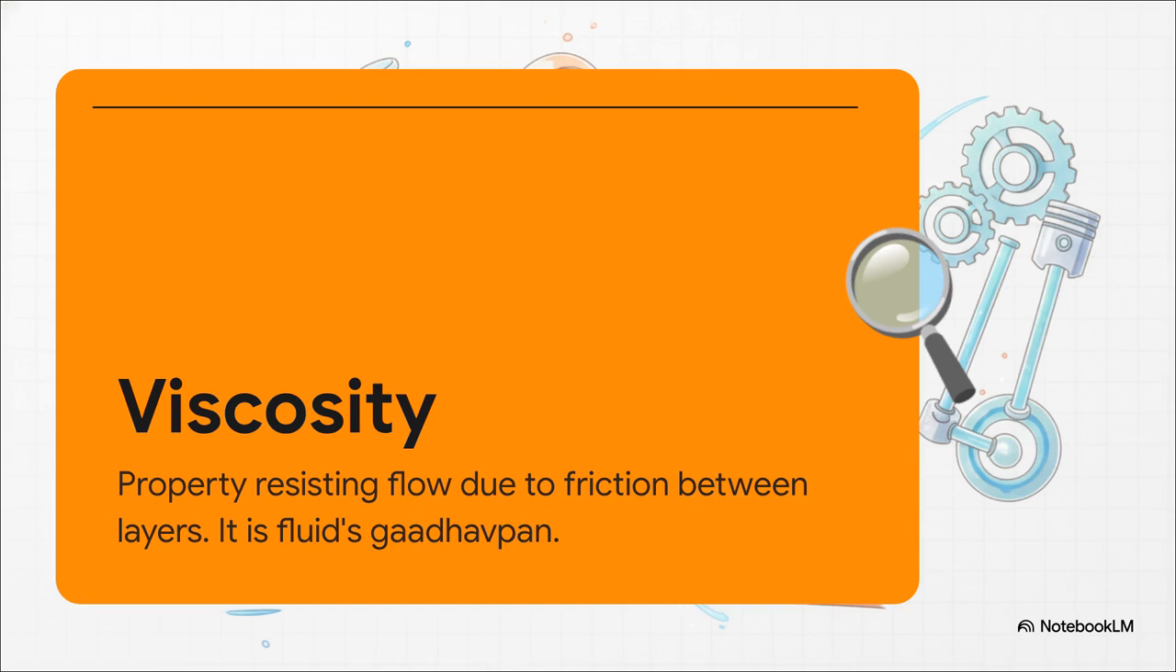I want you to picture a fluid not as one big solid block, but kind of like a huge stack of microscopic sheets of paper. When the fluid flows, those microscopic sheets have to slide over one another. And that sliding creates friction, or rugad. If that internal friction is super high, the fluid is thick and stubborn. If the friction is low, it flows effortlessly. So the absolute key takeaway here is that viscosity is literally just internal friction slowing things down.